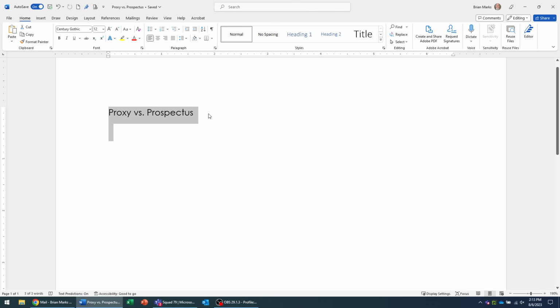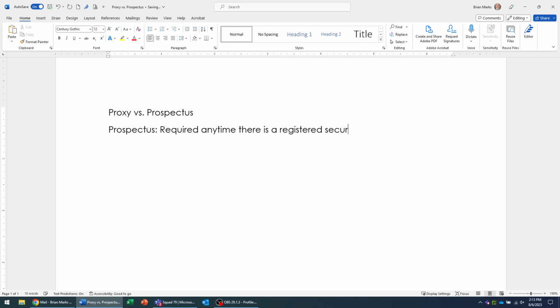So a prospectus, in general, with one exception I'll get to in a few minutes, is required anytime there is a registered securities offering. A proxy is required anytime there is a shareholder vote. And a shareholder vote would really occur in two circumstances. The first being at your annual meeting, the second being a merger vote.